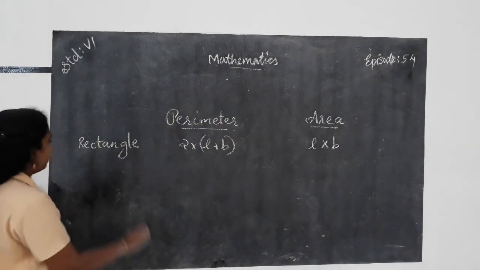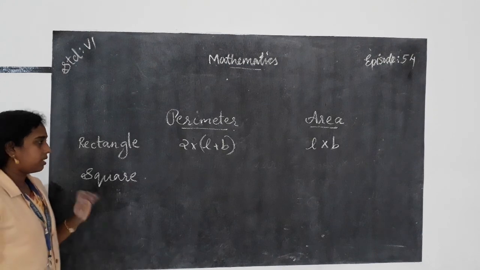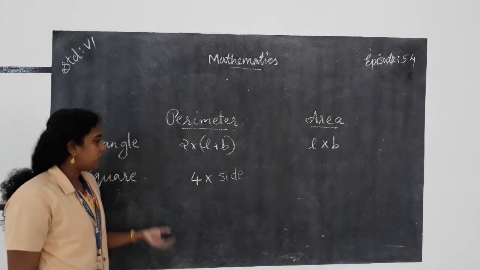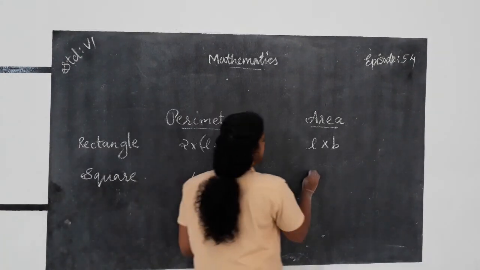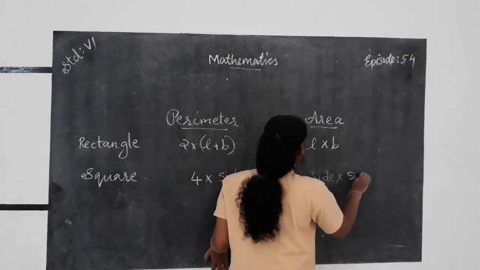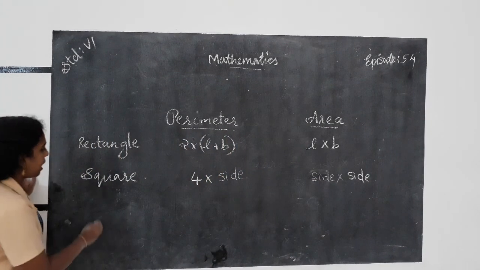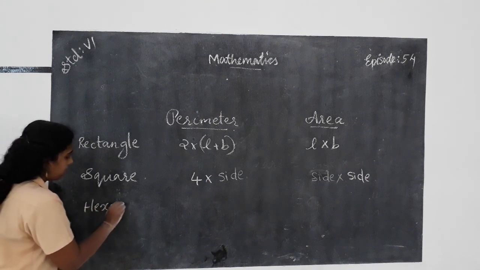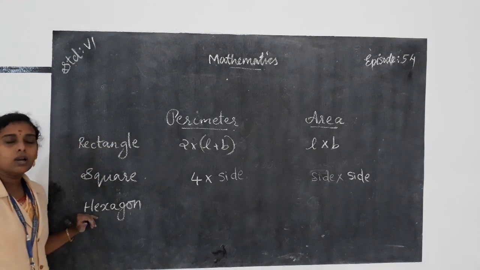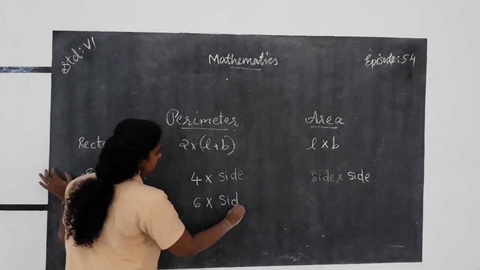And in the case of a square, the perimeter of the square is equal to 4 into side. And to find the area of the square, the equation is side into side. Then we also discussed how to find the perimeter of some regular shapes like a hexagon. To find the perimeter of a hexagon, the equation is number of sides in a hexagon into length of each side. A hexagon has 6 sides, so 6 into length of each side.